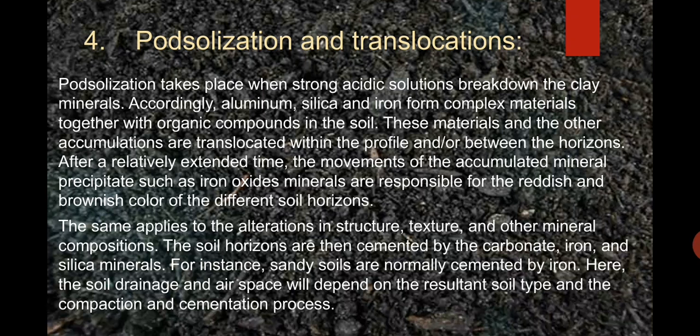After a relatively extended time, the movement of the accumulated mineral precipitates such as iron oxide minerals are responsible for the reddish and brownish color of the different soil horizons. The same applies to the alteration in structure, texture and other mineral composition. Soil horizons are then cemented by the carbonate, iron, and silica minerals. For instance, sandy soils are normally cemented by iron. Here, the soil drainage and air spaces will depend on the resultant soil type and the compaction and cementation process. So this was all about the processes of the soil formation.